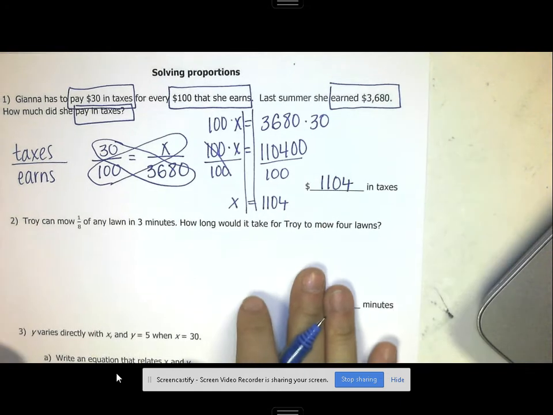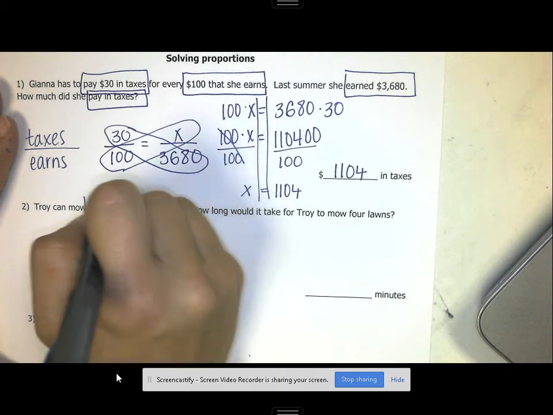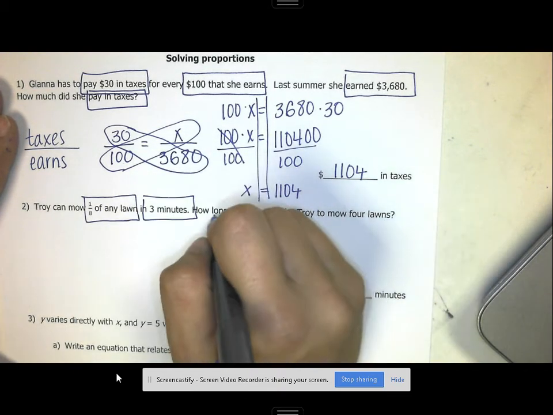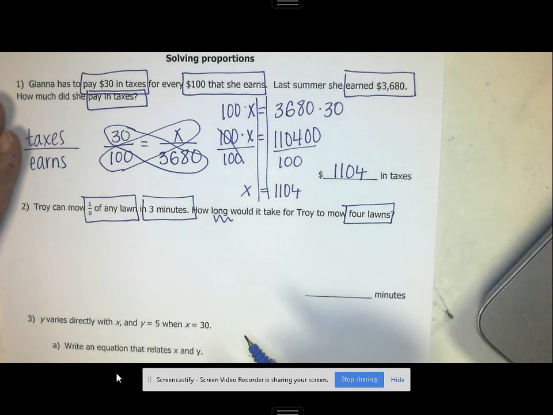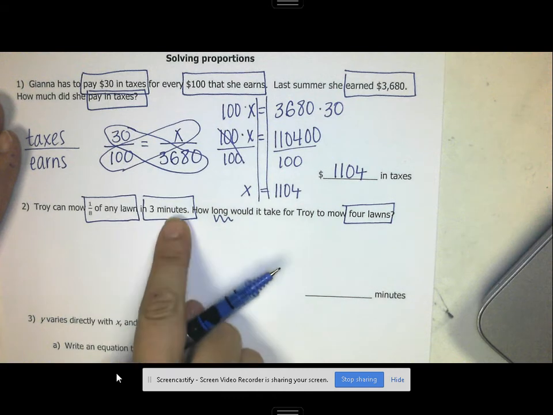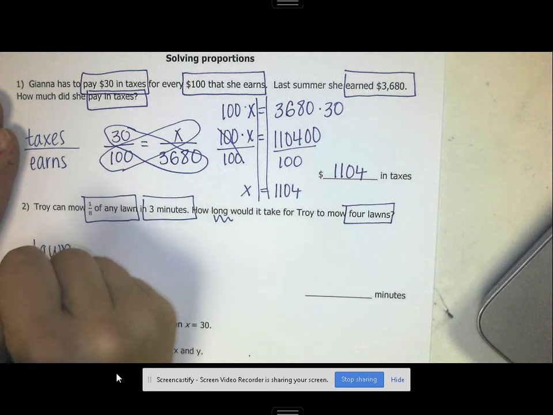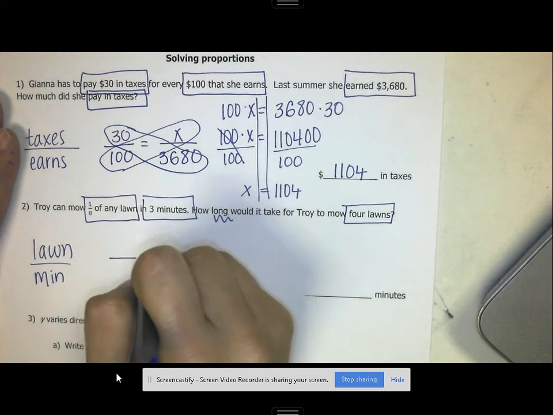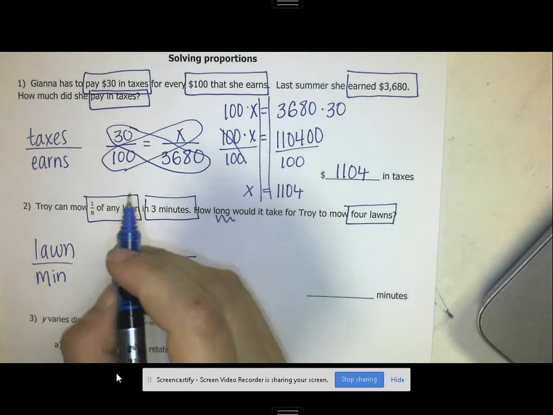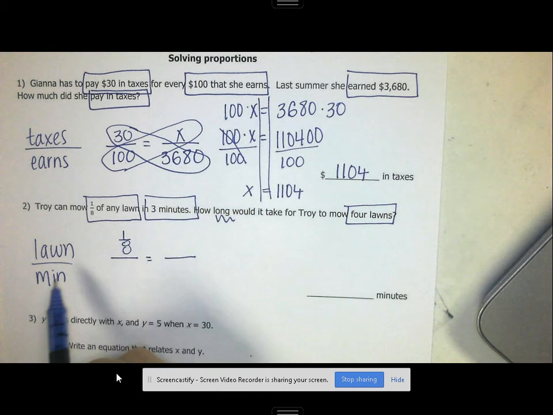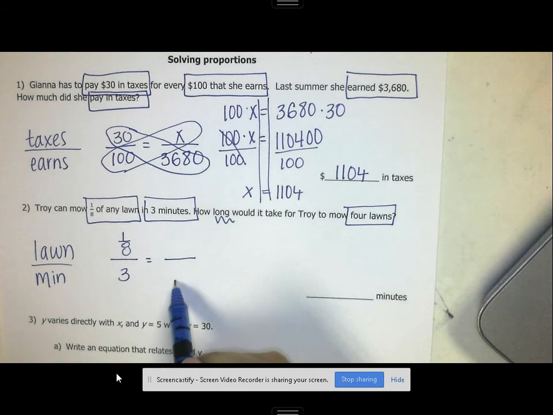Okay, I'll do another example using cross multiplication. Troy can mow 1/8 of any lawn in 3 minutes. How long would it take for Troy to mow 4 lawns? So the two things I'm comparing here is the portion of lawns that Troy can mow and how many minutes it takes. So for my key, maybe I'd put lawn on top and I'd put minutes on the bottom. Now I'm going to set up two equivalent fractions and solve by cross multiplication. So Troy can mow 1/8 of a lawn in 3 minutes. How long would it take for Troy to mow 4 lawns?